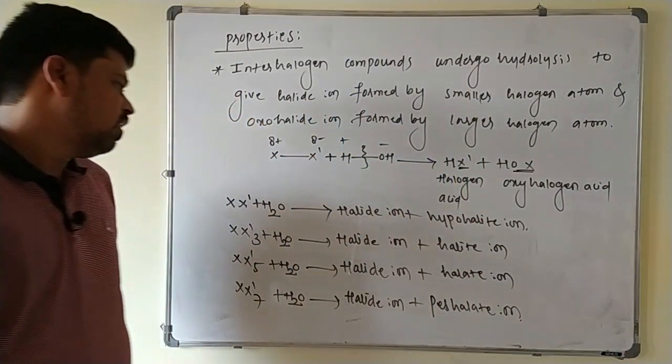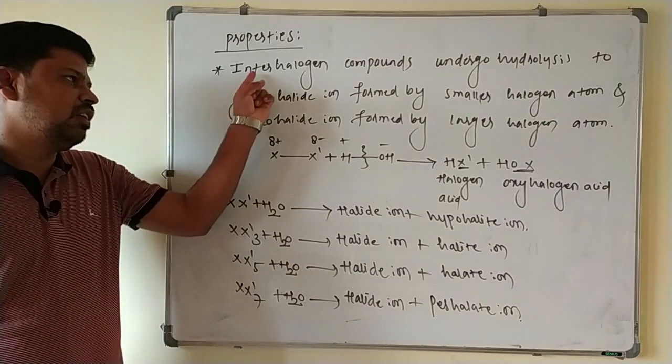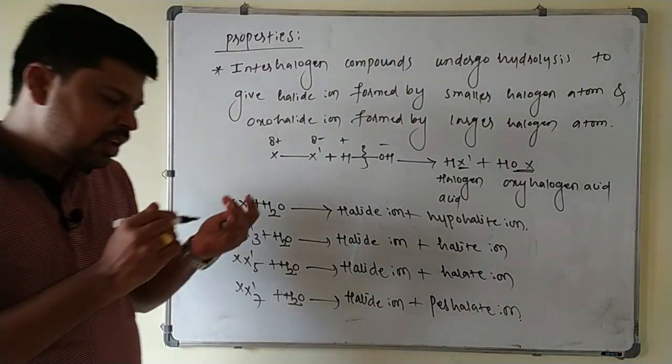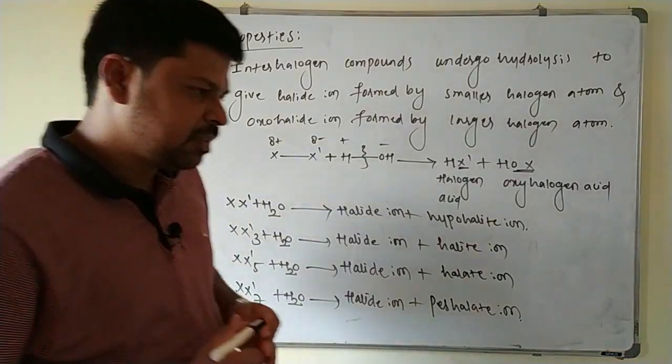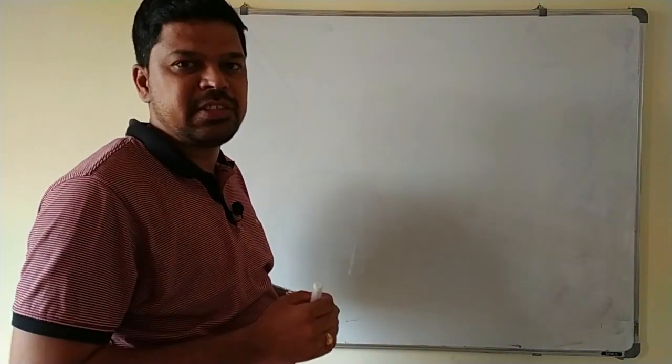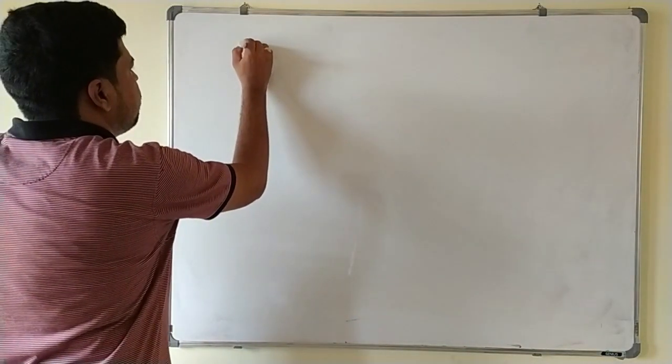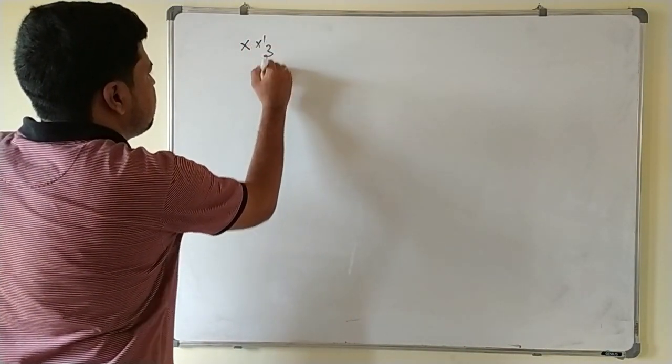So this is the effect of hydrolysis on the different types of interhalogen compounds. Now we will discuss the structure of different interhalogen compounds. Mainly we will discuss XX'3.